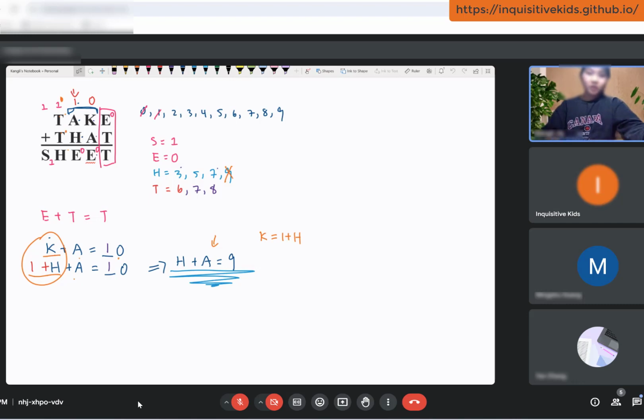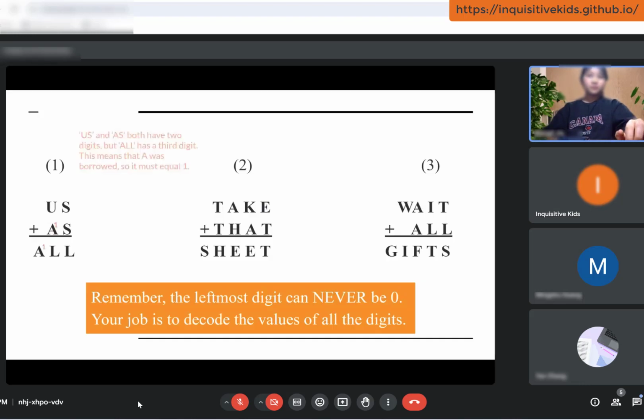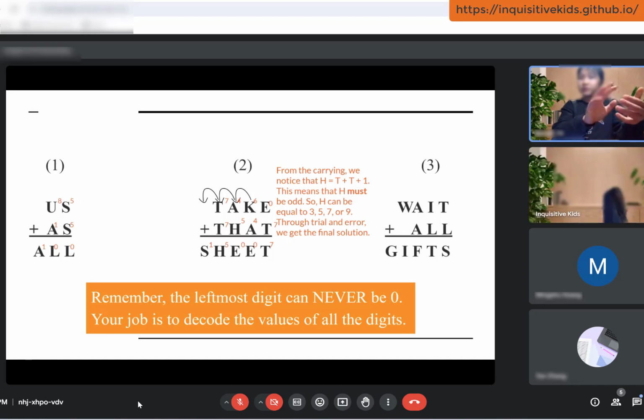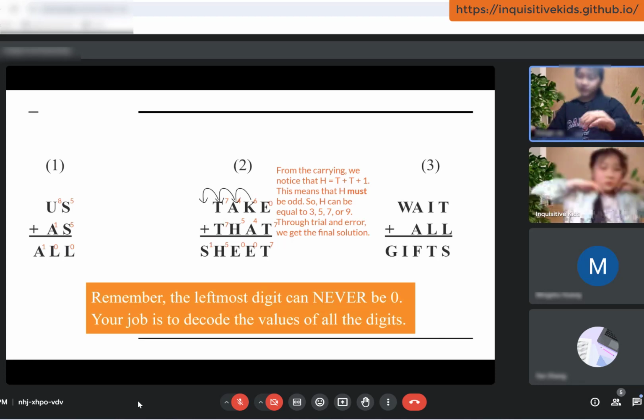So let's switch back to the slide to organize our solution a little bit more. This was for the previous problem. So this is what we have so far. From carrying, we can notice that h must equal t plus 1. This means that h must be odd. This is why h can be equal to 3, 5, or 7. And then through trial and error, we get the final solution.